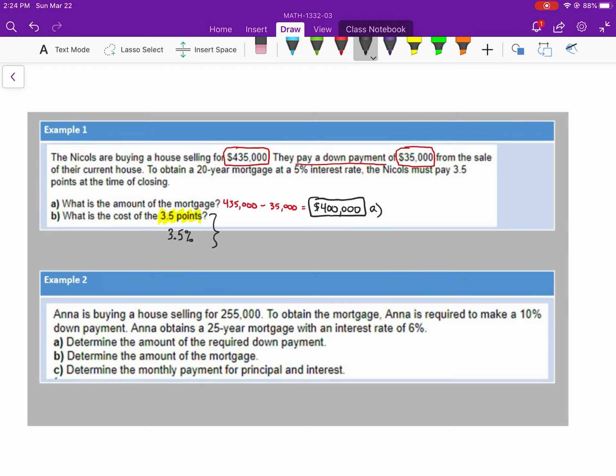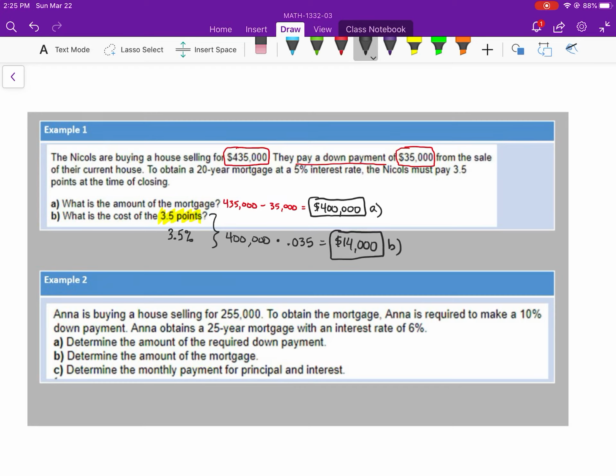All right, so if the mortgage is $400,000, we're going to multiply that 400,000 by 3.5%, but we have to convert that to a decimal. So it'll be 0.035. Let me punch that in my calculator here real quick. 400,000 times 0.035 comes out to $14,000. And so this is the answer for B.